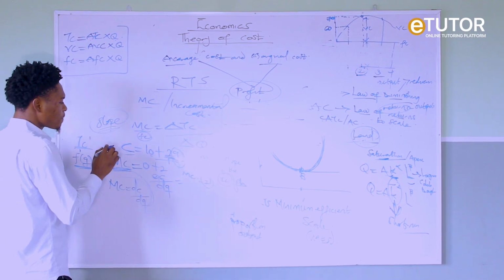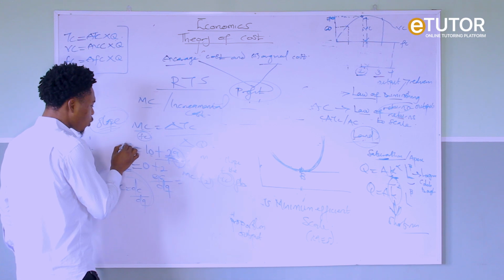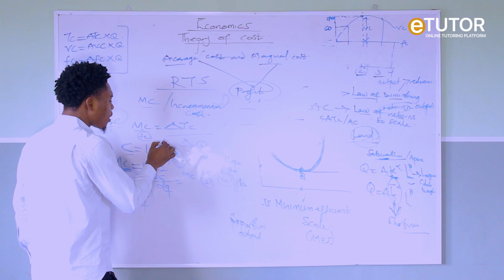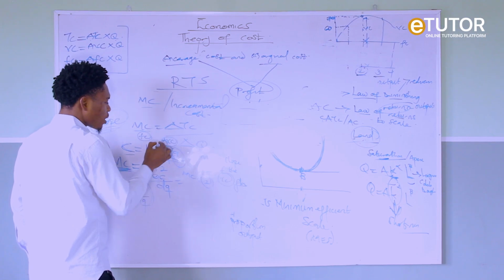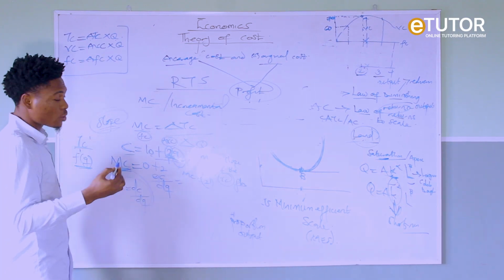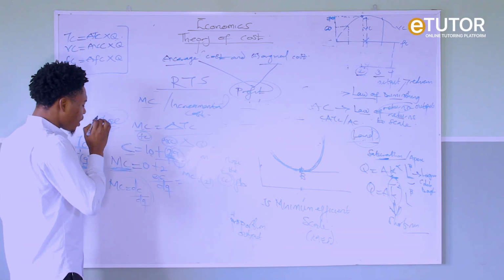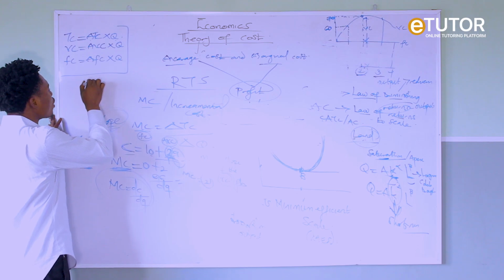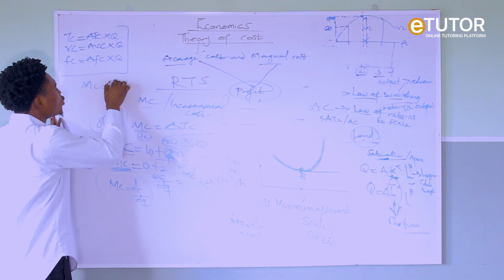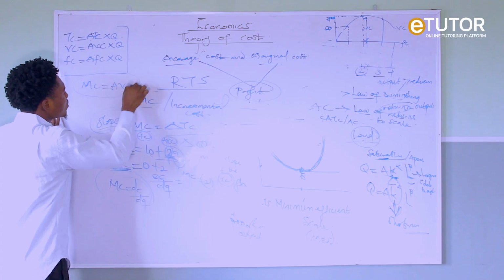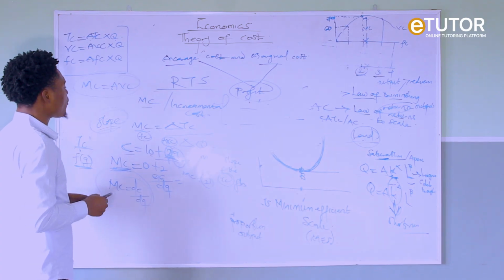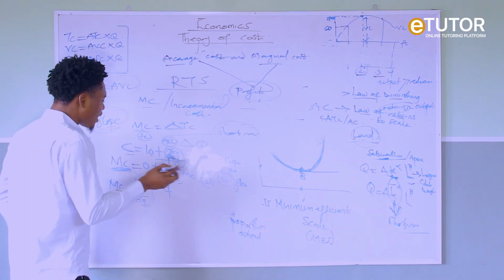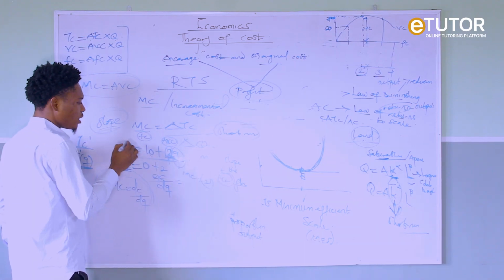So our MC is 2. Now you see, in this cost function, this 2 here represents our average variable cost. We are still going to talk about the average variable cost. But if you have a linear cost function, your MC, your marginal cost, is always equal to your average variable cost. MC is equal to average variable cost whenever our cost function is linear.